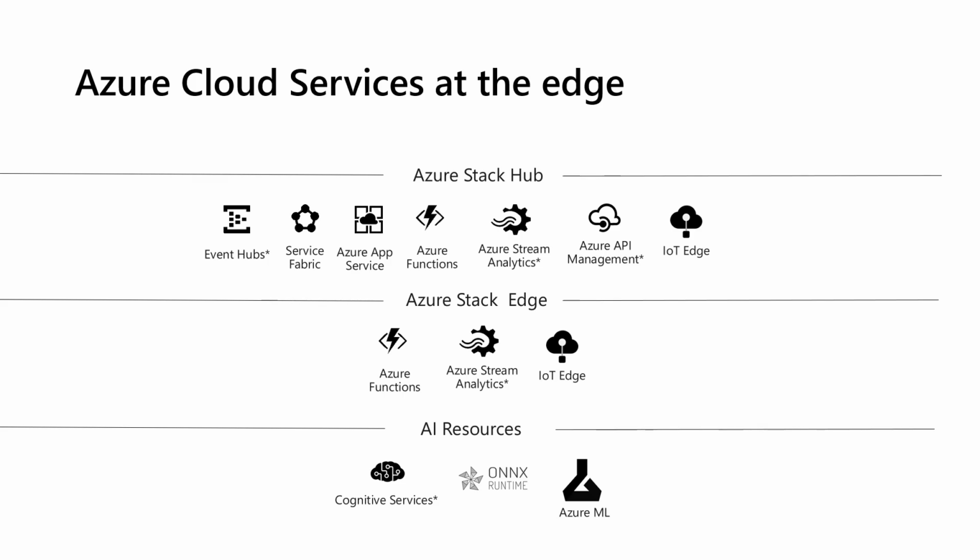For example, Event Hubs, Service Fabric, Azure App Service, Azure Functions, Azure Stream Analytics, Azure API Management, Azure IoT Edge. These are some of the prominent Azure services that are available in Azure Stack Hub. Furthermore, we have IaaS virtual machines, storage accounts, things like that. But from a cloud native services perspective, the services I mentioned take priority with Azure Stack Hub.